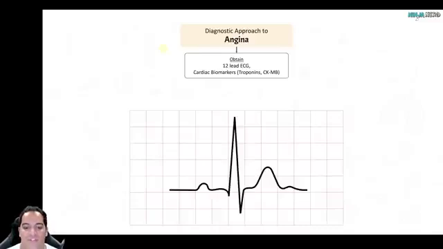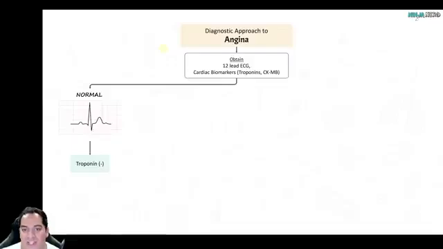Once you've done that, if you see this, it's normal. There's nothing really bad about this. You can get a troponin. If it's negative, that again supports the concept that maybe this is a stress-induced ischemia and we didn't stress them enough. So maybe this is stable angina. We'll talk about the workup of that in a little bit.